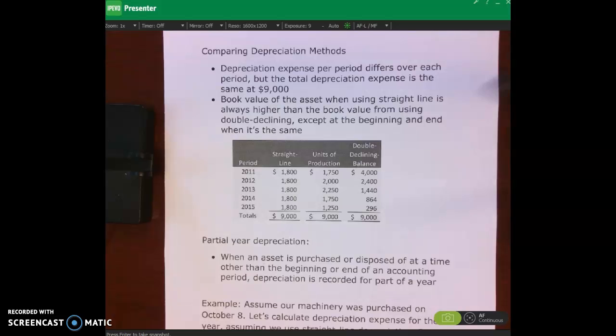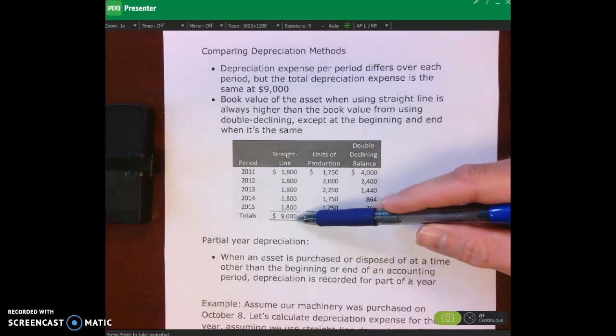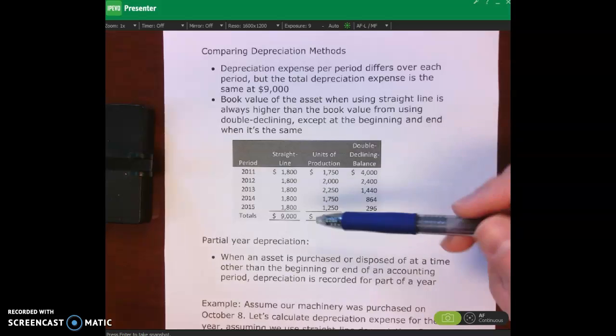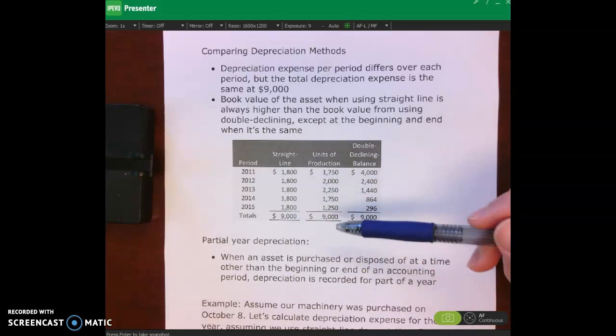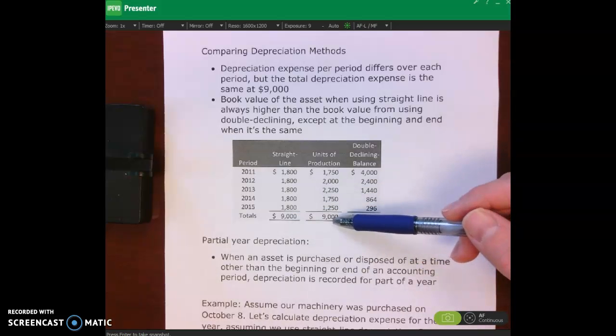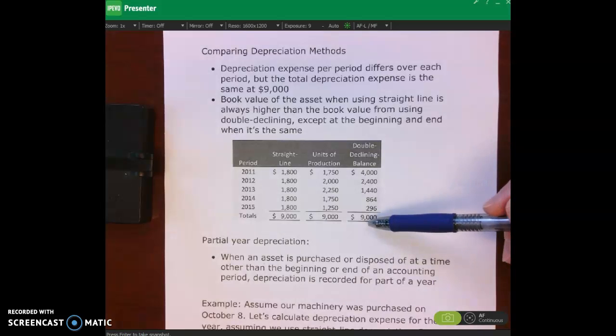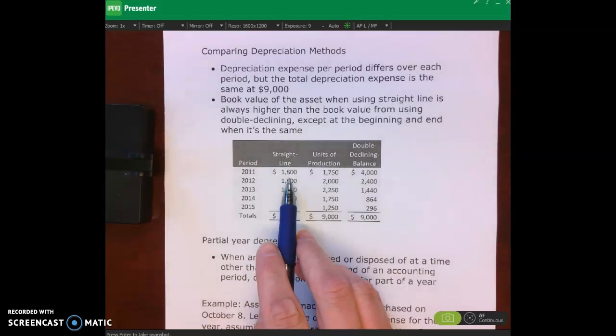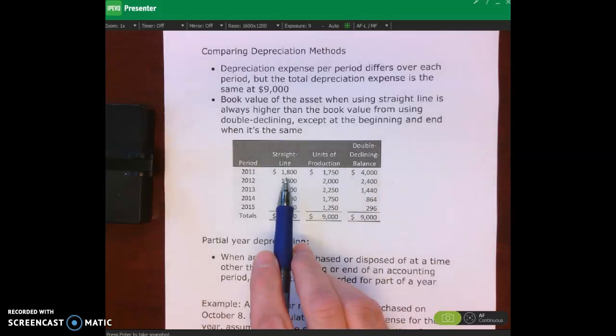So we look at this table right over here, this figure, and this compares depreciation for straight line, units of production, and then double declining. And you can see down here that the total amount of depreciation for each method is the same. It's $9,000 for straight line, $9,000 for units of production, and then $9,000 for double declining. But what changes is the amount of depreciation recognized each year.